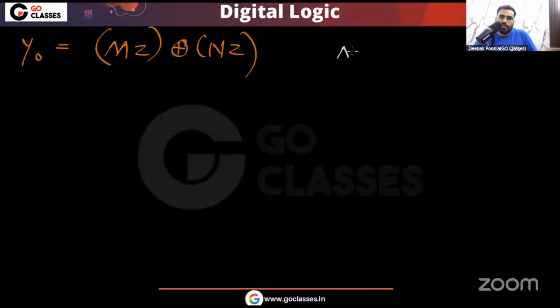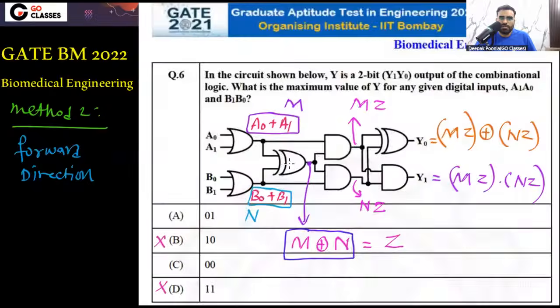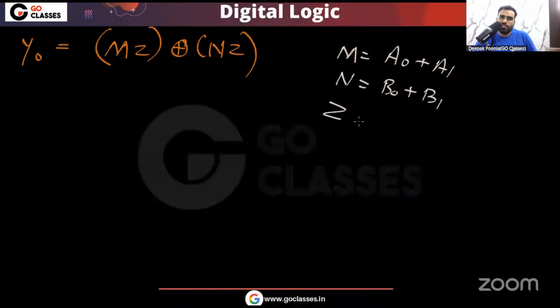And remember one thing, what is m? That is a0 or a1. What is n? That is b0 or b1. Correct. Here you can see m is a0 or a1, n is b0 or b1. And what is z? That is m XOR n. Okay, so here you can see what we got.